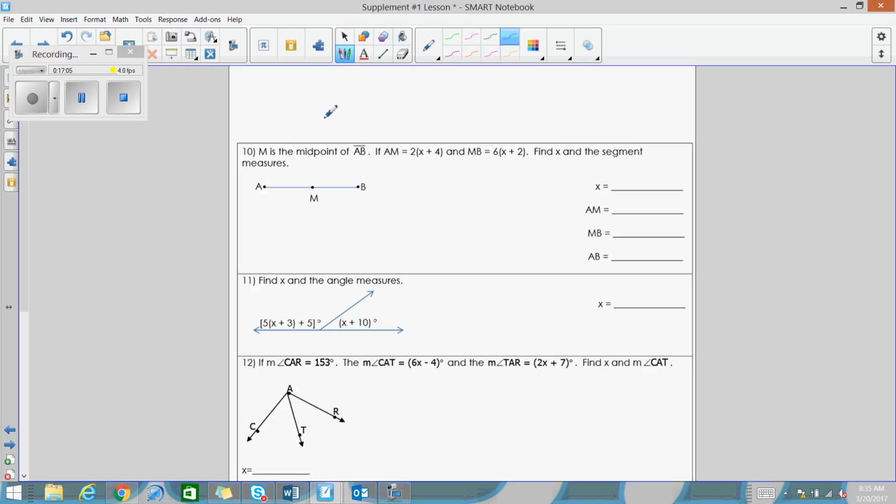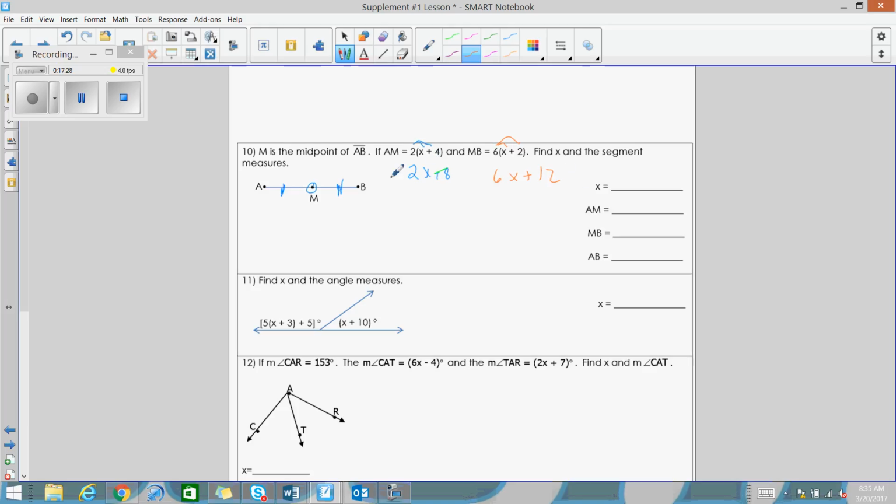So midpoint means that this side is congruent to this side. So M is your midpoint. So it says AM is 2 times x minus 4. I like just distributing that already and getting 2x plus 8. And MB is 6 times x minus 2, so that's 6x plus 12. Find the measure of the x and the segments and all that good stuff.